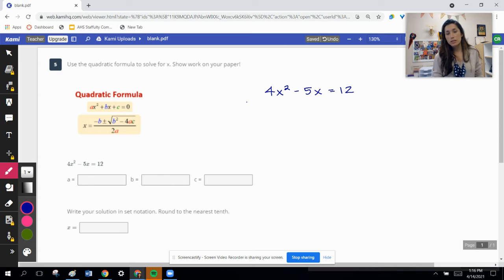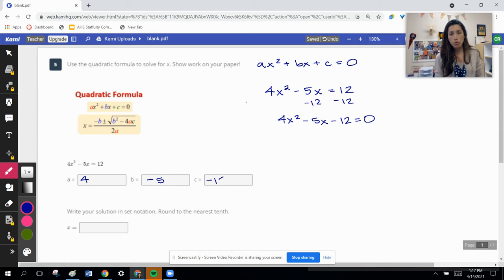You need to rewrite this in standard form, set equal to 0, because remember in standard form, it's ax squared plus bx plus c is equal to 0. So in order to get this equal to 0, we're going to need to subtract 12 on both sides. So make sure your equation is set equal to 0 before you start solving. So this would now give us the proper A, B, and C values. So A being 4, B negative 5, C negative 12.